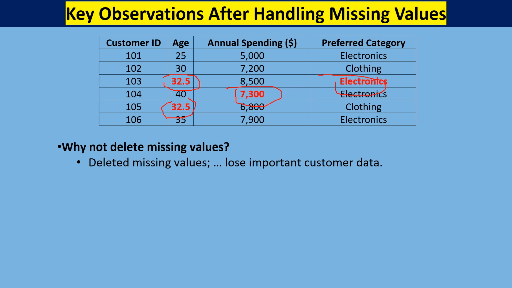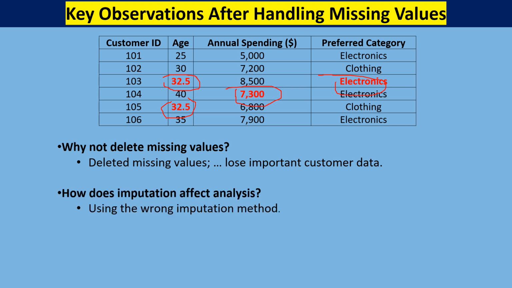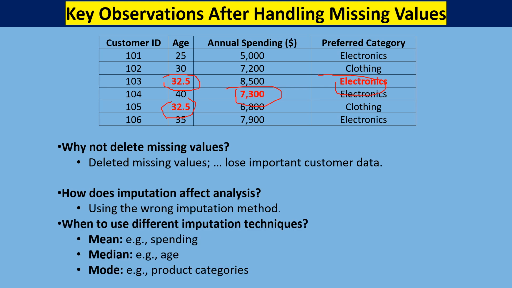Why not delete missing values? If we deleted missing values, we would lose important customer data. Imputation techniques allow us to retain information while minimizing bias. How does imputation affect analysis? If too many values are missing, imputation can introduce error. Using the wrong imputation method, such as using the mean when the median is better, can distort results.